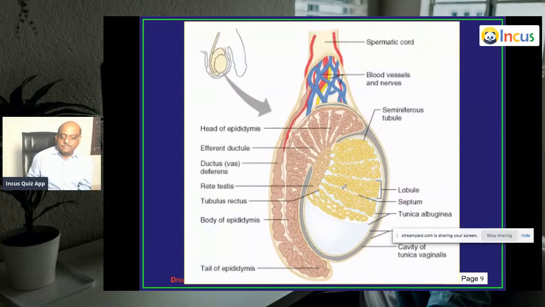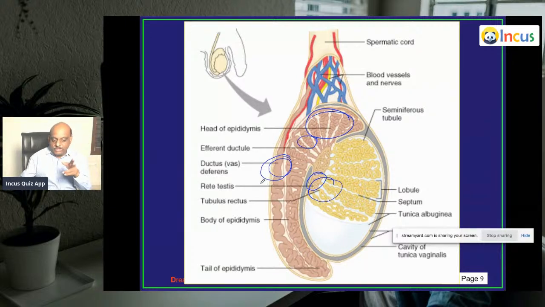So epididymis. So the spermatic cord, the head of the epididymis, then you can see the body of epididymis, the rete testis, the efferent ductules, the ductus, vas deferens, where you do the vasectomy, the tail of the epididymis. So this is the typical structure which you have to master.